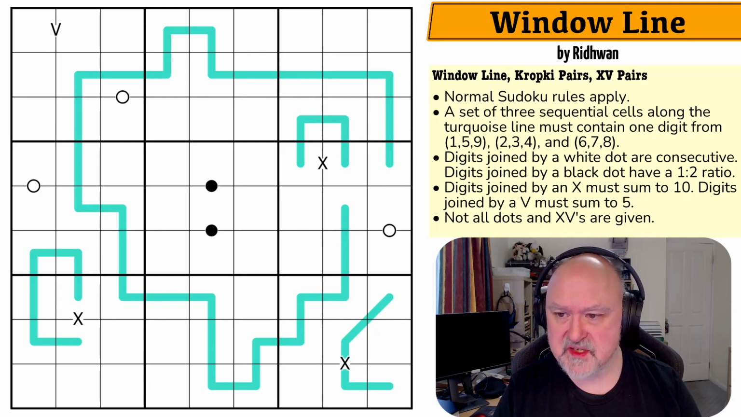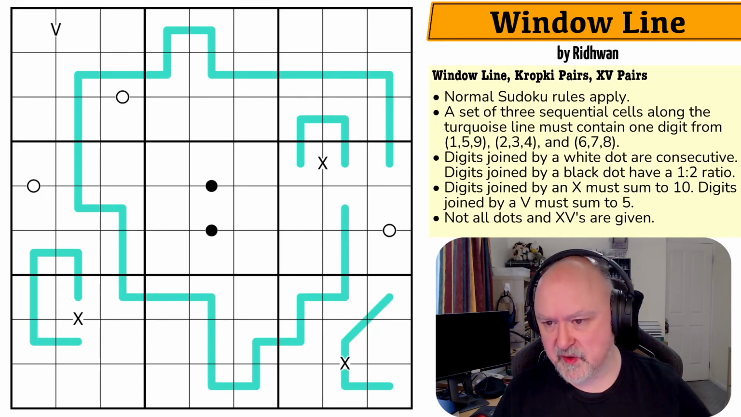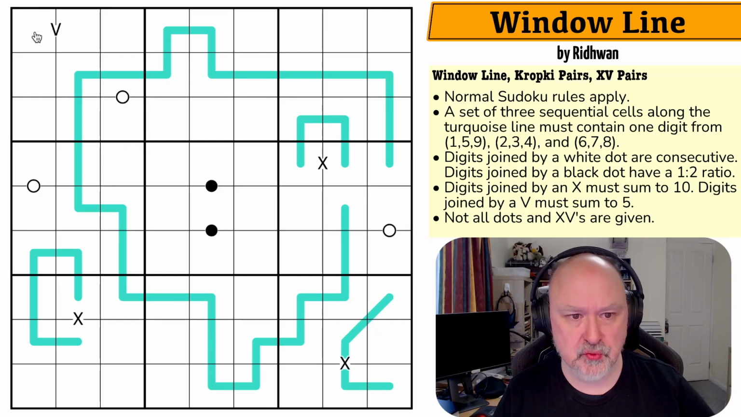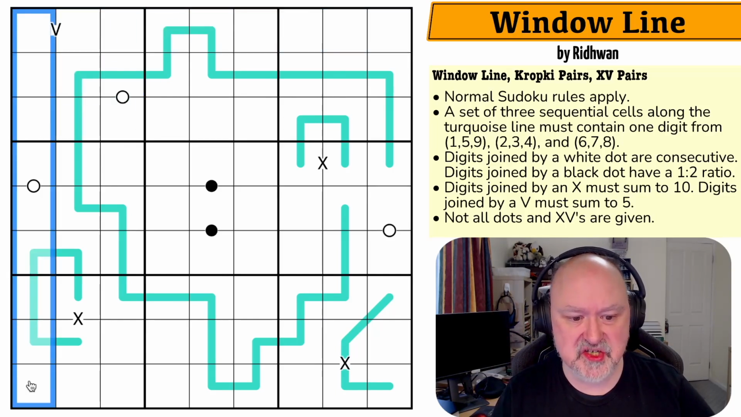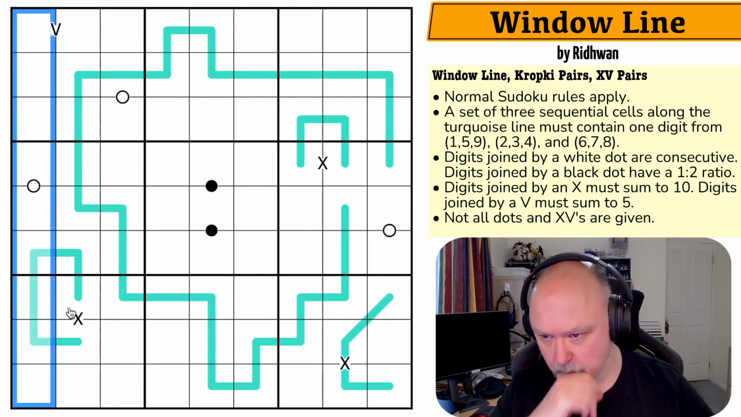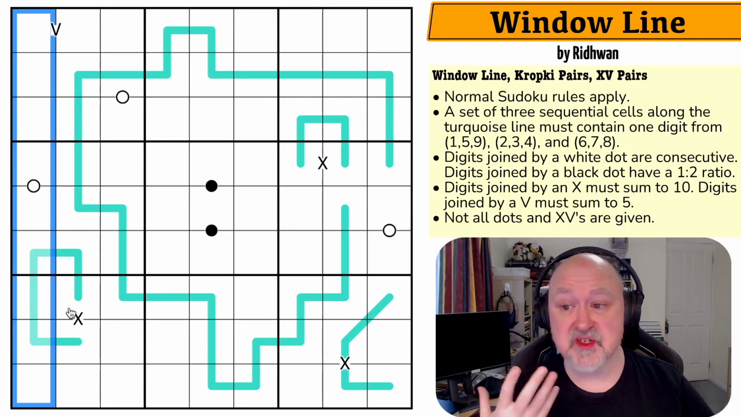Anyway, so let's have a look at Window Line by Ridhwan. So what do we have? We've got normal Sudoku rules apply. So in every box, in every row, and in every column, the digits 1 to 9 must be placed without repetition. Now, I assume it's called a window line.